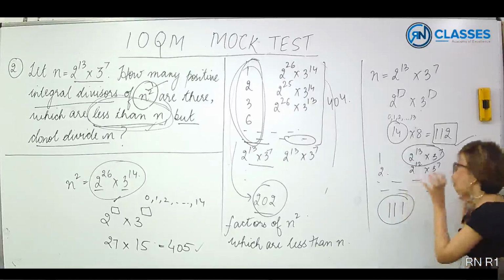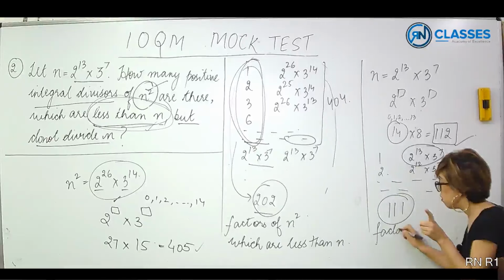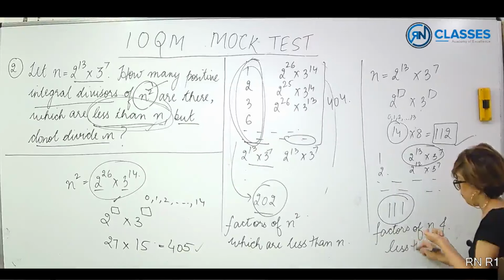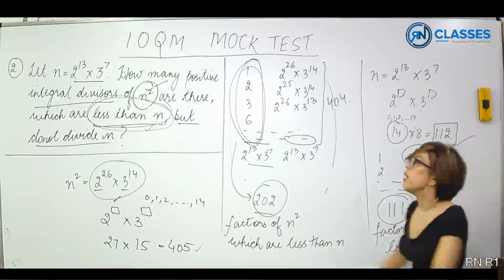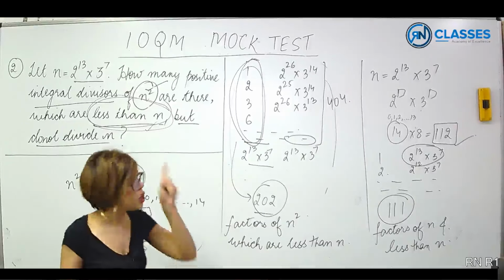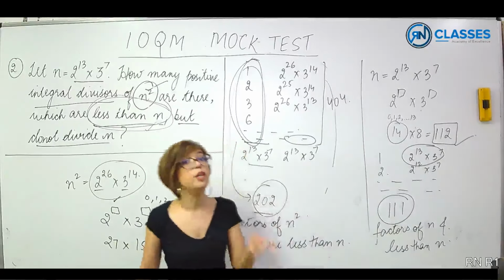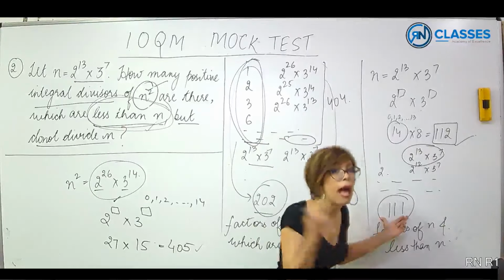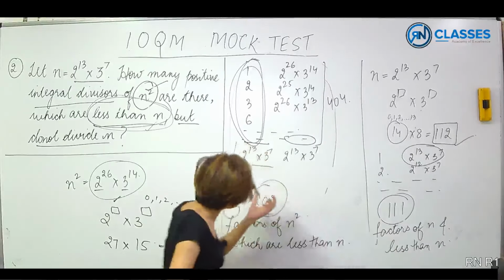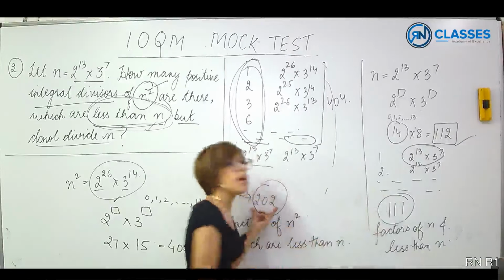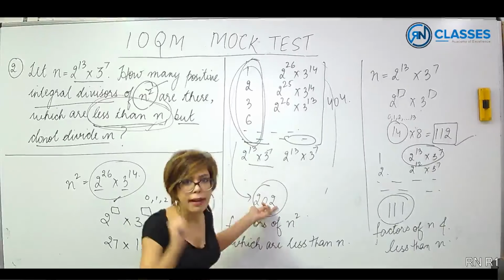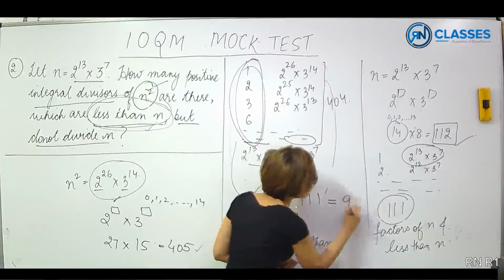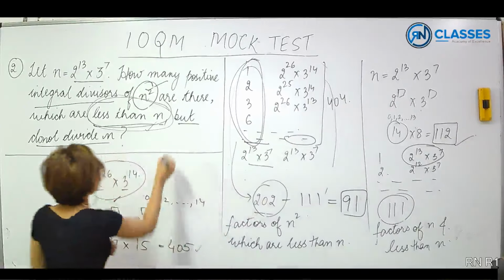These are the factors of n and less than n. Mind it, the question was, I need to write the factors of n square which are less than n, but do not divide n. Now, these are the factors which divide n, because I have written the factors of n itself. I want those which do not divide. So out of these factors, if I subtract this, I'll be left with those factors which do not divide n. So 202 minus 111, that will give you the answer 91, which is the final answer.